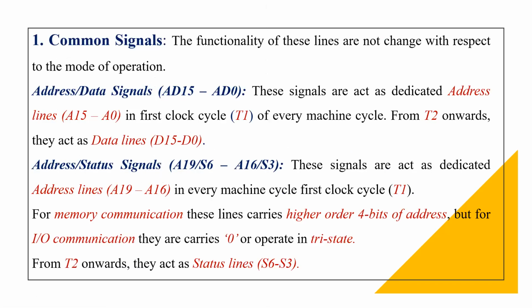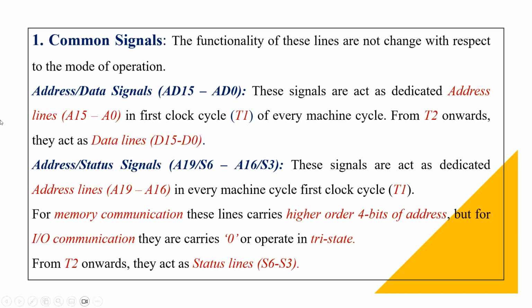So let me start with the common signals. The functionality of these common signals does not change with respect to the mode of operation. Just now I told you that under this category we have 32 signals. The function of these 32 signals is fixed, irrespective of whether the processor operates in minimum mode or in maximum mode.